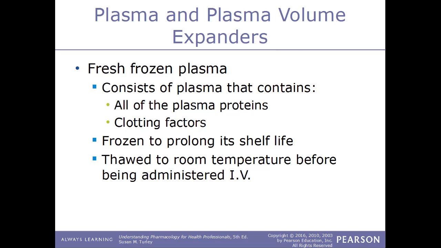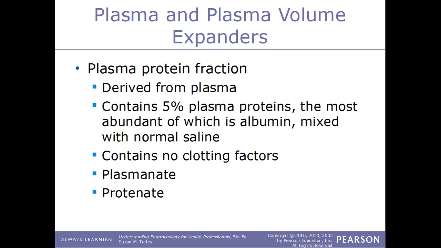A form of plasma that can be given is fresh frozen plasma. This consists of plasma that contains all of the plasma proteins and clotting factors, and it's frozen to prolong its shelf life. Then it is thawed at room temperature before being administered intravenously. Another type of plasma that can be given is plasma protein fraction. This is derived from plasma, and it contains 5% plasma proteins, most of which is albumin, mixed with normal saline. But this solution has no clotting factors. Some examples of this type of solution would be Plasmanate and Plasmatein.